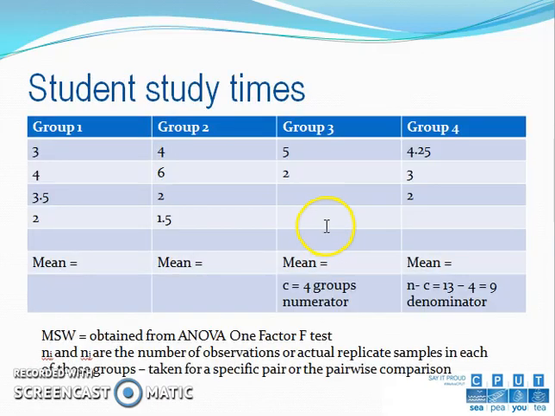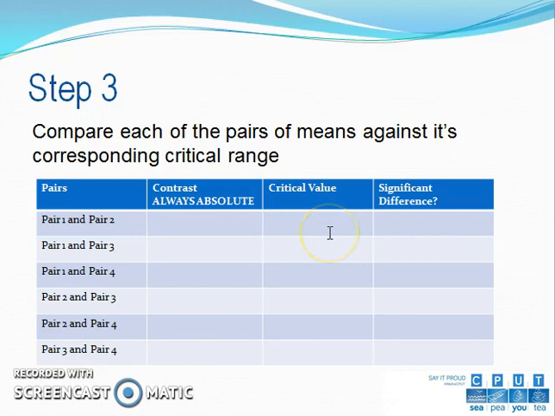And that takes us to step number 3, which is you compare each of the pair's means against the corresponding critical value. So you take the absolute contrast, which you calculated, and you compare it to the critical value, which you also calculated using the formula that we've just explained. And so you see, it's very useful to draw a little table like this so that you can have a look at pair 1 and pair 2. You write down the absolute value and then you write down the critical value, and then you can see if there's a significant difference or not.